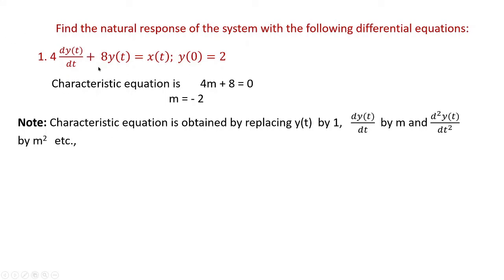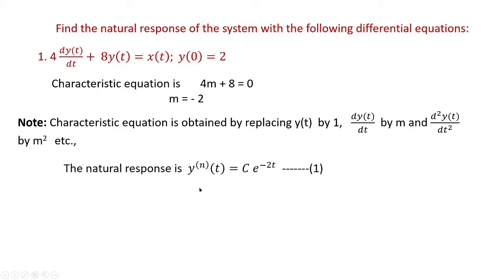Here we have a first order differential equation. So replacing d by dt of y of t by m and y of t by 1, we get the characteristic equation which is 4m plus 8 is equal to 0, from which the solution for the characteristic equation is m is equal to minus 2. Being a first order differential equation, it has only one solution and the root of the characteristic equation is at m is equal to minus 2.